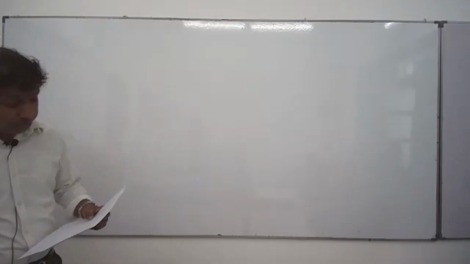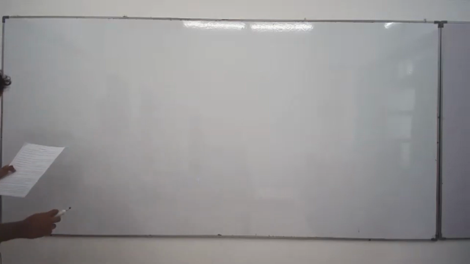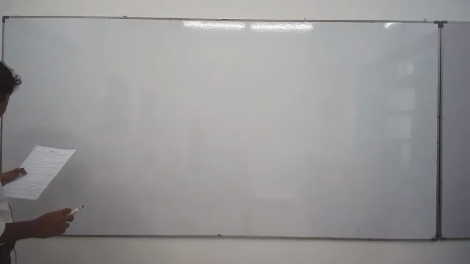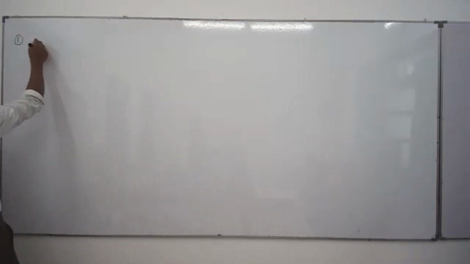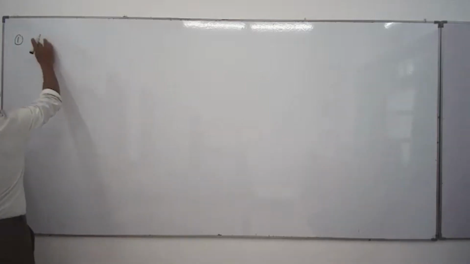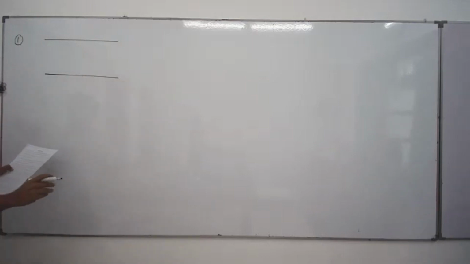Question number 1 says, in a river flowing with steady velocity, a man can swim with maximum velocity u downstream. In a river flowing with steady velocity, a man can swim with maximum velocity.